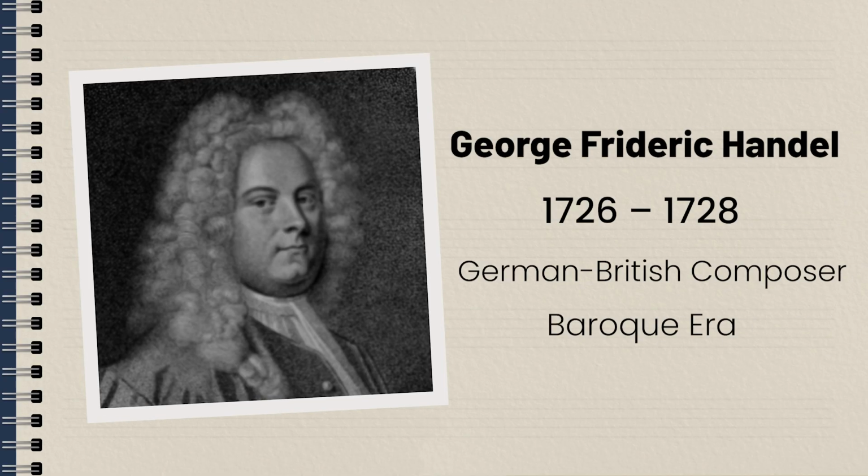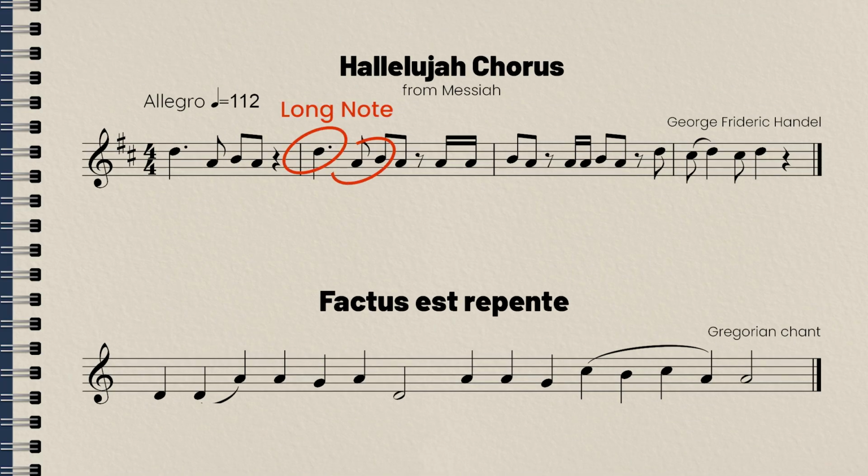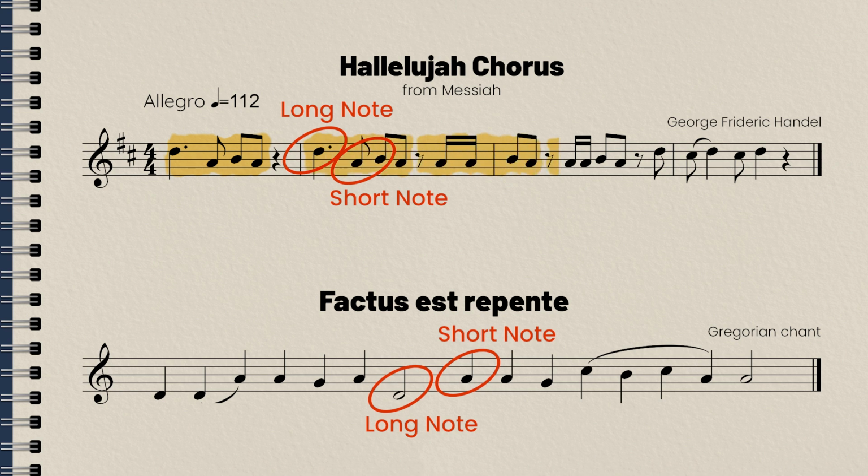Now for the second example, here's a segment from Handel's Hallelujah melody. What similarities and differences did you notice between these two pieces? In both, we heard a mix of long and short notes. However, Hallelujah had clear repeating patterns that the Gregorian chant didn't.